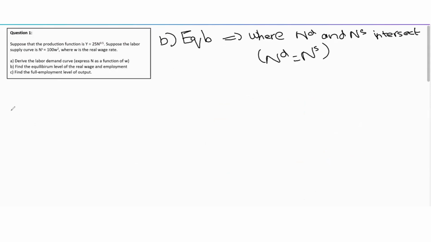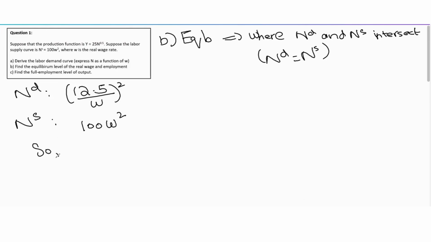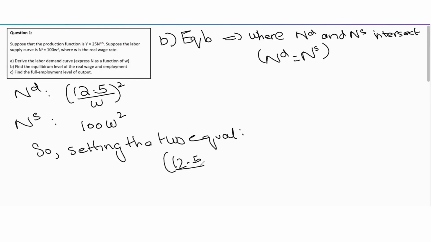Now, the labor demand equation is given to us as ND, which we found in part A as 12.5 by W squared. And the labor supply equation is given in the question, which is 100 W squared. So now, in equilibrium, we set the two equal. So 12.5 by W squared is equal to 100 W squared.